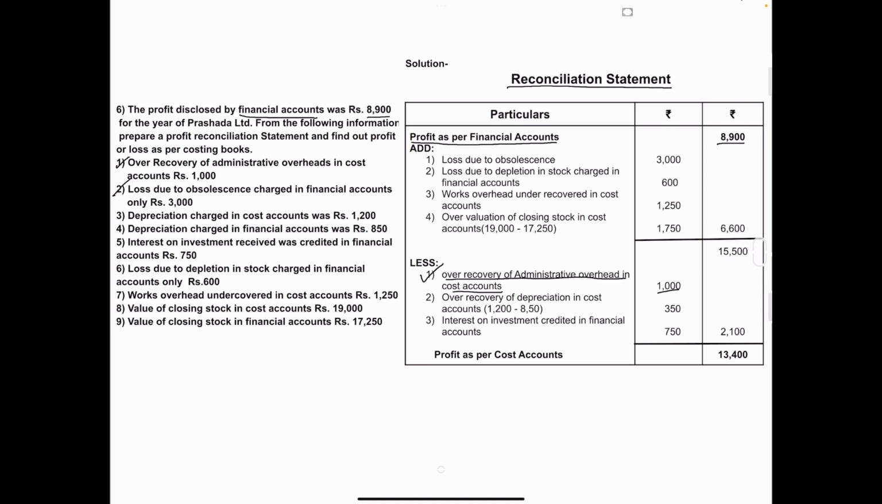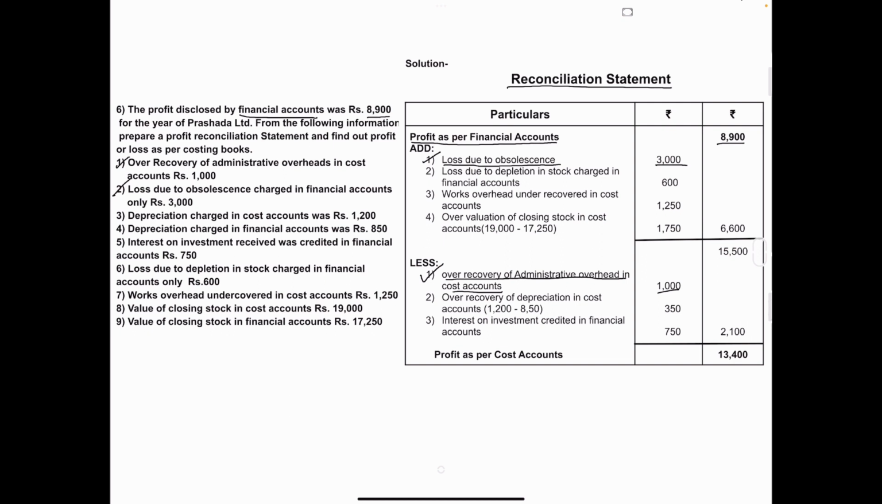Second one, loss due to obsolescence charged in financial accounts only, rupees 3,000. Loss due to obsolescence is to be added. So write number 1, loss due to obsolescence and the amount 3,000.